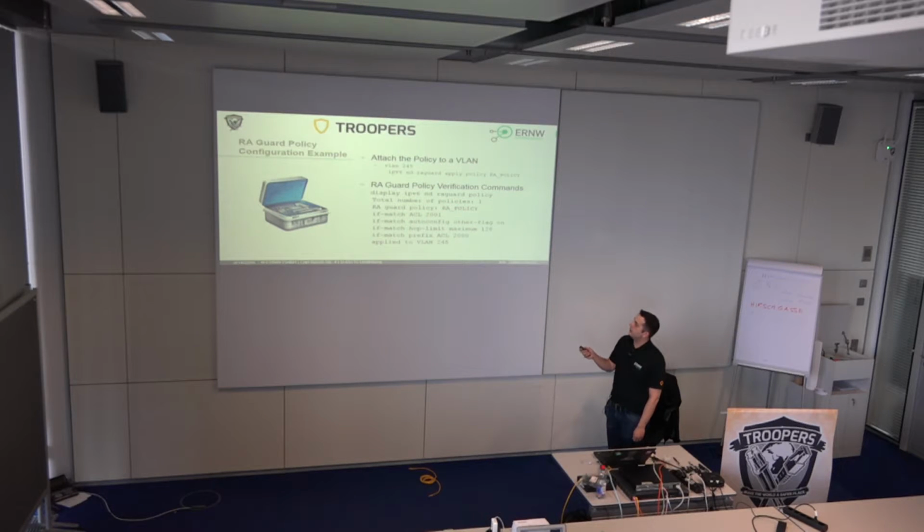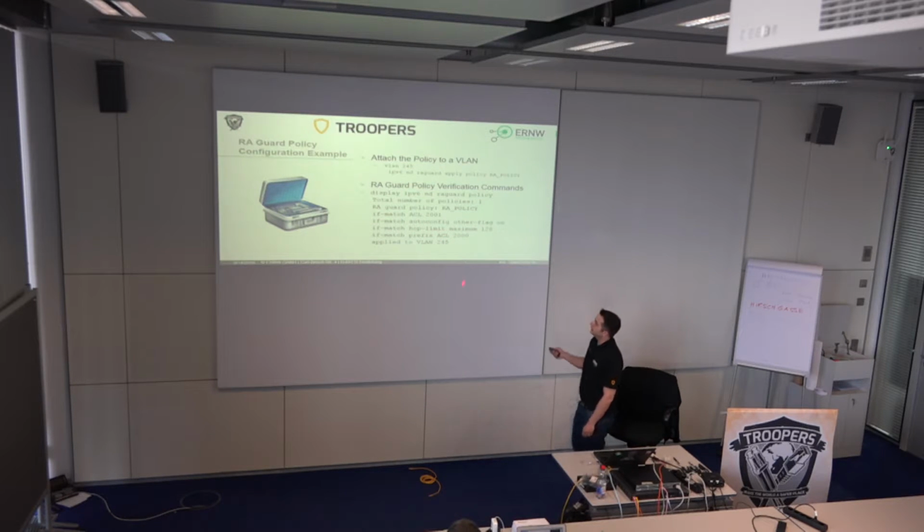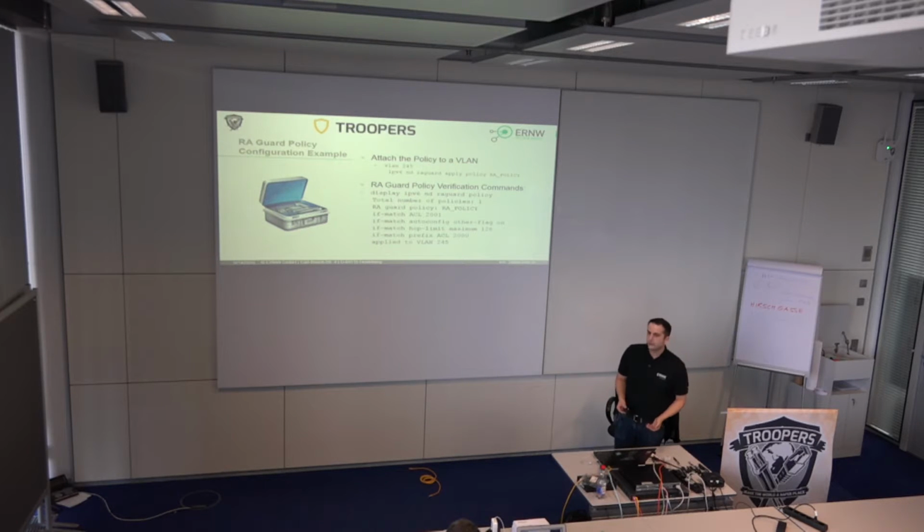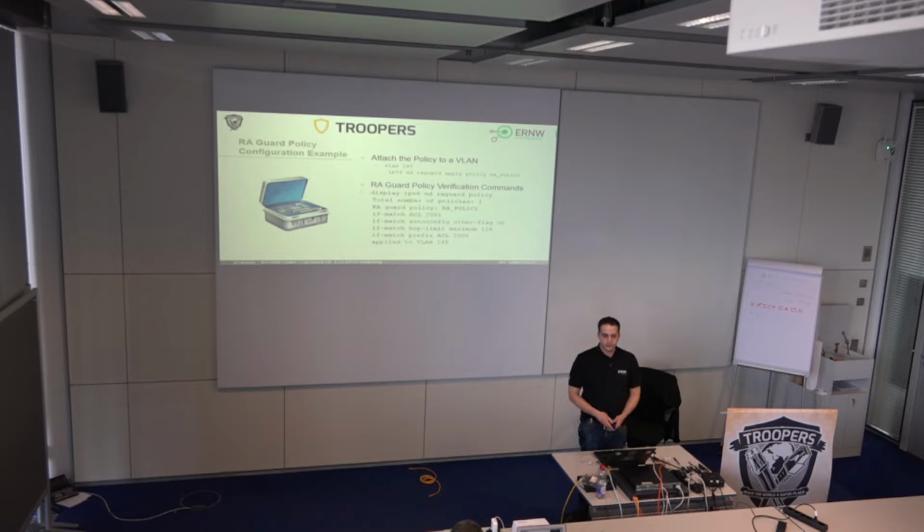We can see here our policy: which source addresses are allowed to send router advertisements, which flags have to be set, what the hop limit is, what the prefix is, and to which VLAN it is actually applied. So basically, it's kind of similar to the Cisco implementation, but in the HP case, you have to work with ACLs, which is a little bit cumbersome, but not that much of an issue, to be honest.